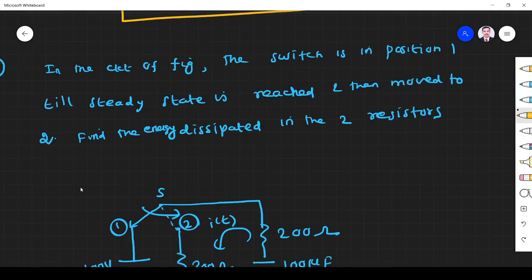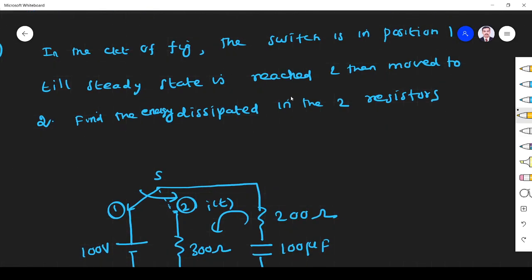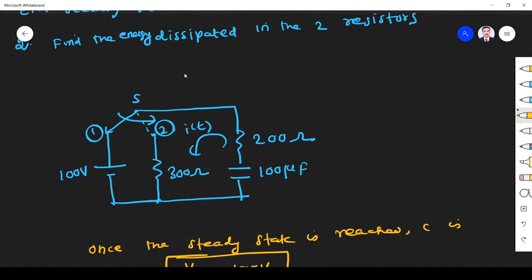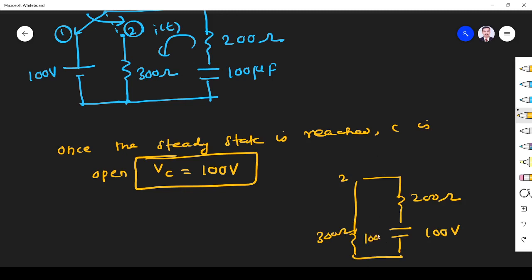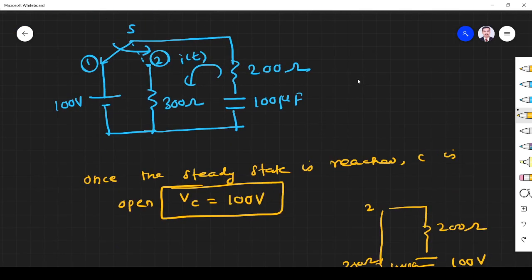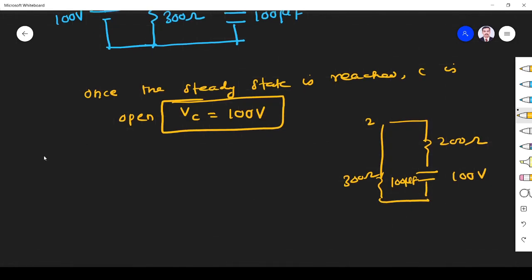Now what we have to find: at time t0, after steady state is reached, it is moving to position 2. Position 2 is this one, right? I read wrong. At position 2, the circuit will be like this. Here 300 ohm, here 200 ohm, here 100 volt will be there across the capacitor, 100 microfarad. Okay, fine. Now what I have to find is the energy dissipated in this resistor.